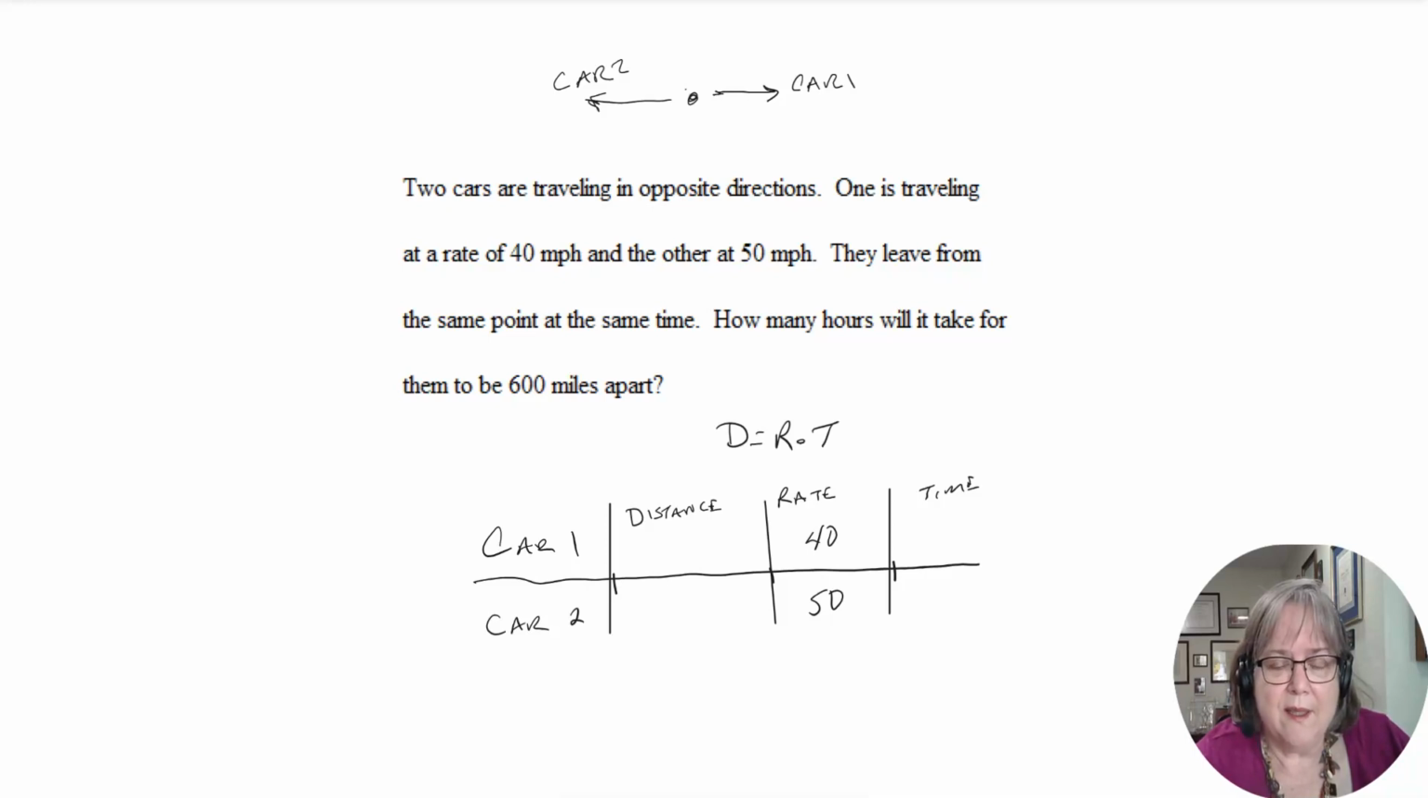So in this case, they're looking for a specific time. Let's go ahead and just call that T. Okay. So how long is car 1 traveling? The same amount of time that car 2 is traveling. Right. Now, does it say anything about distance? It kind of does, doesn't it? This total, the distance total, is 600 miles, right?